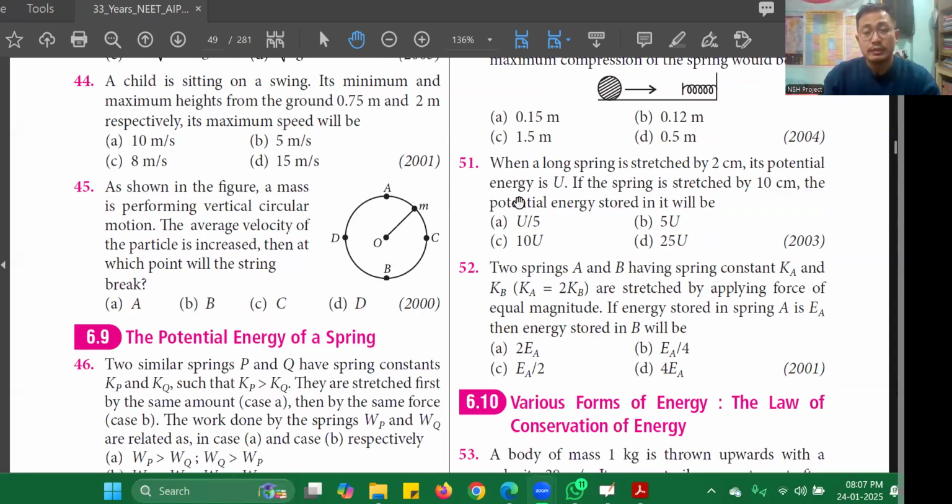Then question number 51: when a long string is stretched by 2 centimeters, its potential energy is U. If the string is stretched by 10 centimeters, the potential energy stored in it will be? Half kx squared goes as 2 squared versus 10 squared, so 100 by 4 is 25. So the answer is D, 25 U.